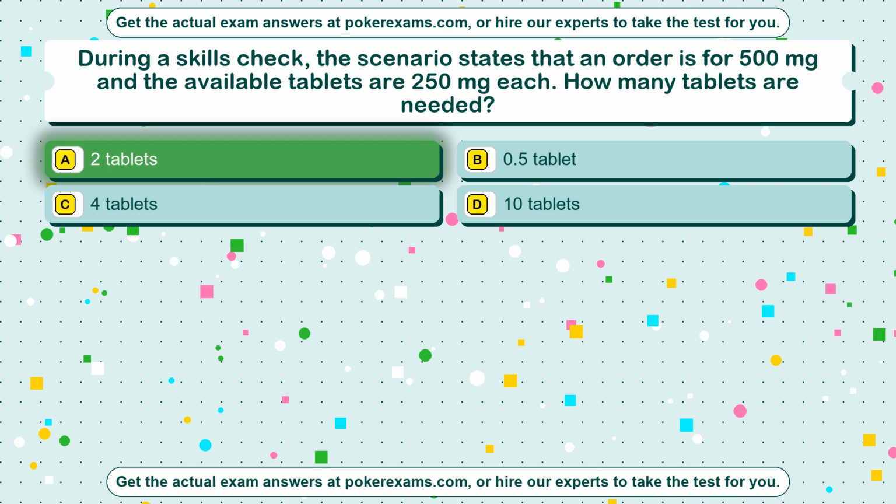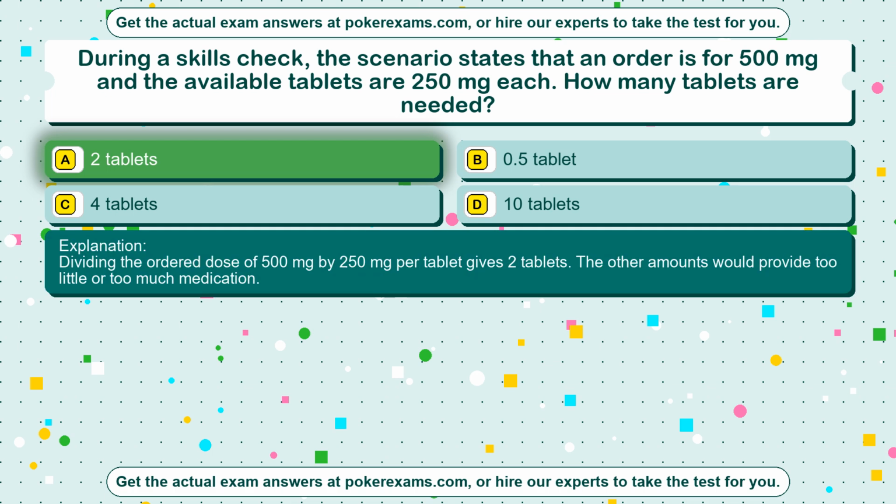The correct answer is option A, 2 tablets. Dividing the ordered dose of 500 mg by 250 mg per tablet gives 2 tablets. The other amounts would provide too little or too much medication.